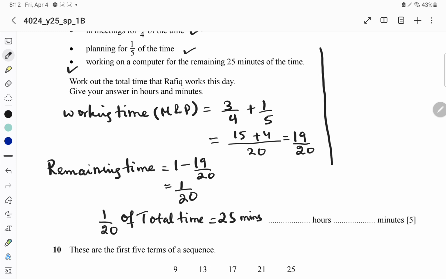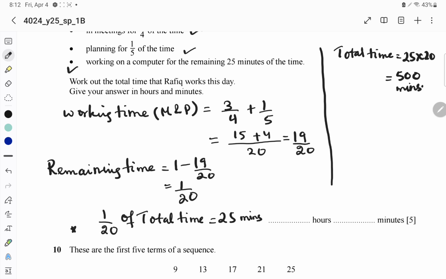It means we will have to find out the total time. From this we can find out the total time. So 1 upon 20 of the total time is 25 minutes. So the total time is equal to 25 times 20. Because 20 is dividing, 20 will multiply to the other side. So the total time: 25 times 2 is 50, and then one more 0. So 500 minutes was the total time they worked.